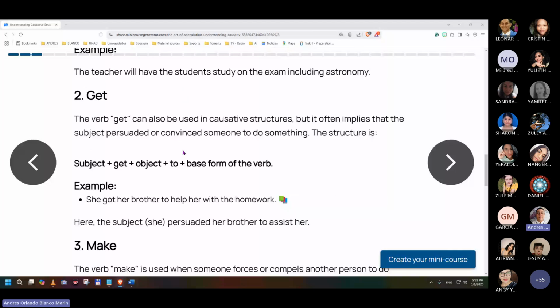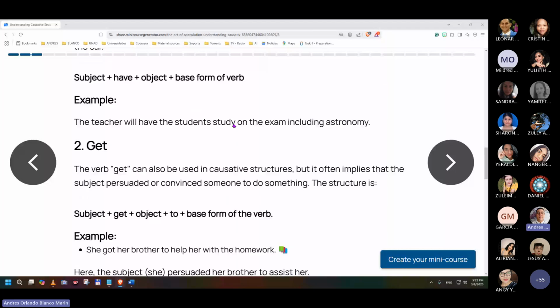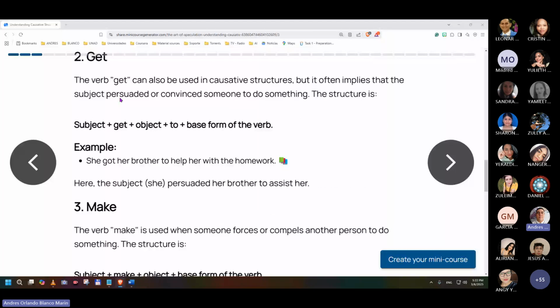Again, for those who just connected, have is to arrange for someone else to do something, maybe with a contract, with payment, but get is to persuade or convince someone to do something.